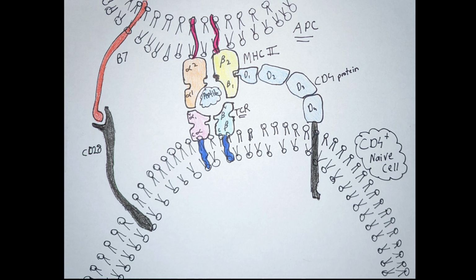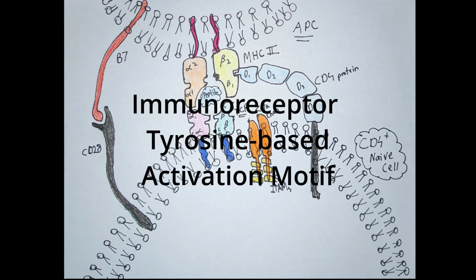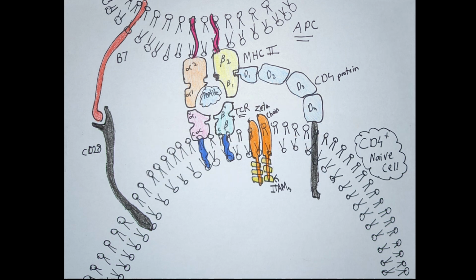Before we talk about how these signals lead to the cellular response, here are some of the major proteins that we will be talking about. The zeta protein chains in homodimer form have 3 ITAMs on each chain. A protein homodimer is formed by 2 identical proteins.